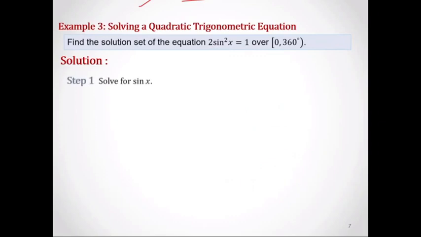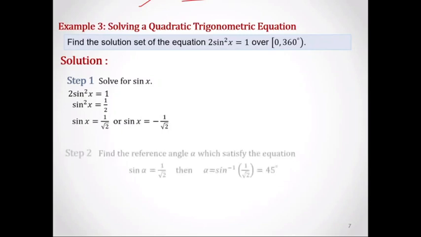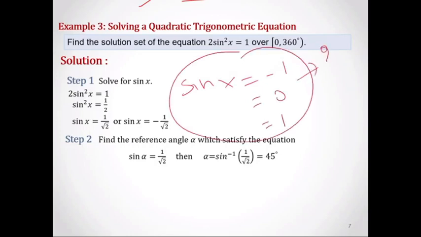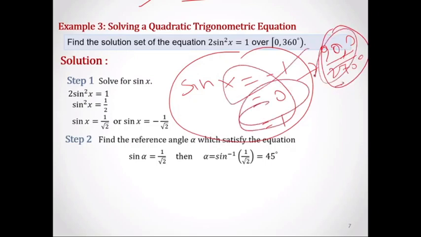Now let's see. First solve for sine x, so you write 2 sine squared x equal to 1, and then sine squared x equal to 1 over 2, and then sine x equal to 1 over square root 2, or sine x equal to minus 1 over square root 2. And from here we will try to get the other solutions. But if sine x is -1 or 0 or 1, you have to go for angles like 90, 0, or 270. We call them quadrantal angles, the multiples of 90. If this is not the case, you have to go for the reference angle.